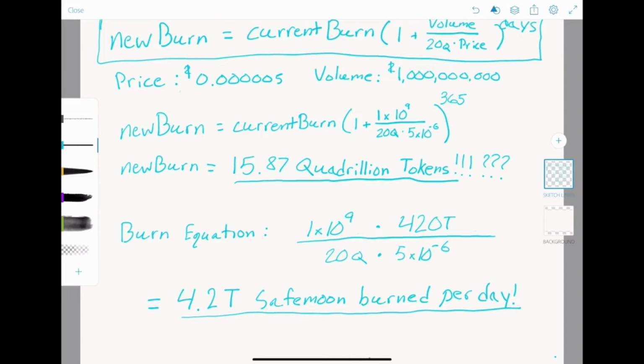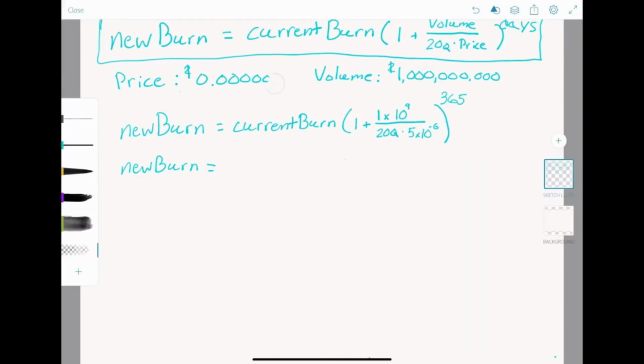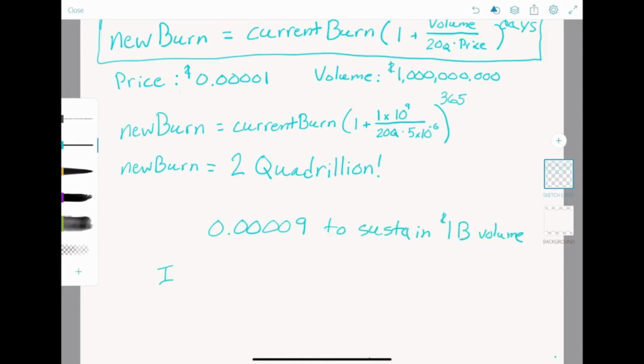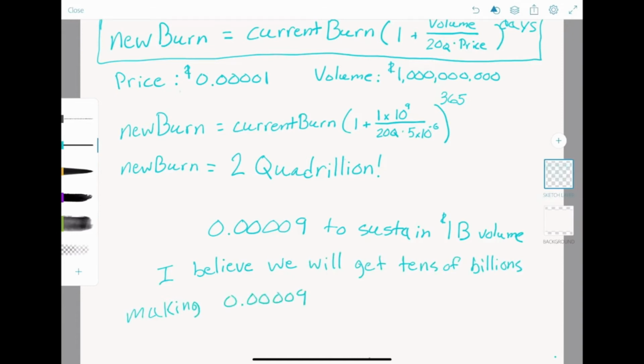Even if we plug in 1 billion per day when the price is 0.00001, that's still over 2 quadrillion burnt. That price is still not high enough. If we are going to sustain even $1 billion of daily volume, our price needs to rise as high as at least 0.00009, or 18x what it is right now. Personally, I believe Safemoon will see volumes in the tens of billions, and the math says if volume picks up, the price must increase, because it is impossible to burn through quadrillions of tokens when there aren't that many.